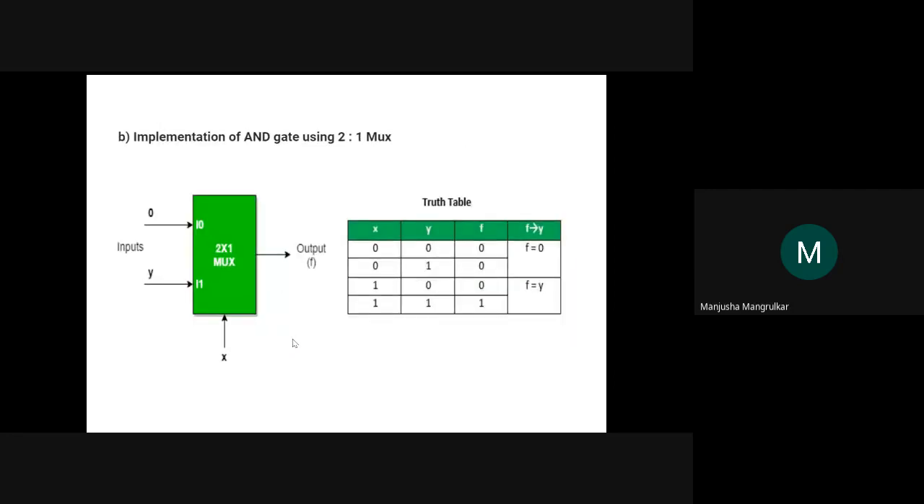This 2 is to 1 mux is designed as an AND gate. We know the rule of the AND gate: if any one of the inputs is 0, the output is 0, and only when both inputs are 1 will the output be a 1. This is your first signal, this is your second signal. Only two input signals, so how many selectors are there? This is your selector signal. X is your selector signal.